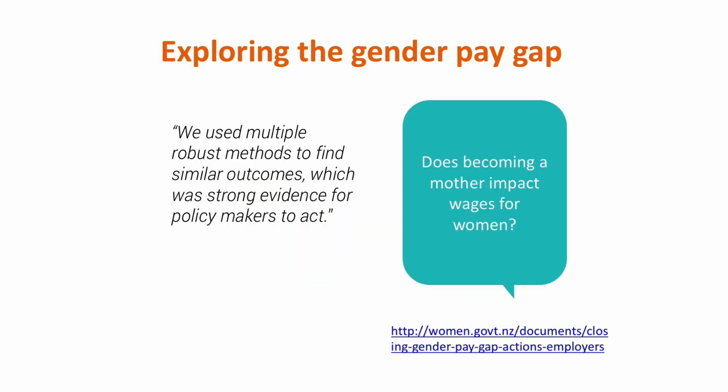This is a really nice example, very current, looking at exploring the gender pay gap, and in particular this piece of research was looking at the impact on wages for women. It showed that the main finding was that hourly wage difference was 5.7% between similar men and women without children, but 12.5% between men and women who were parents, with high income women being the most affected.